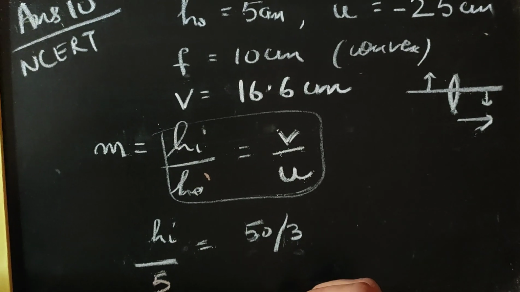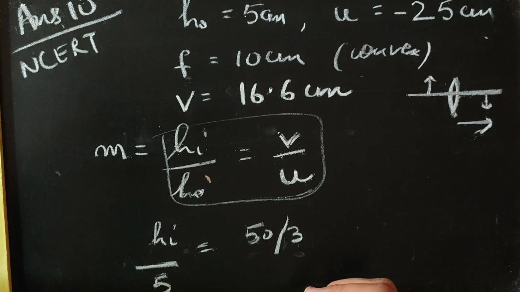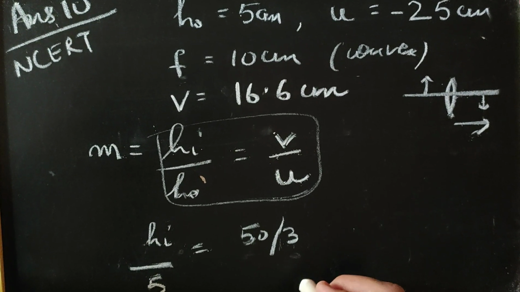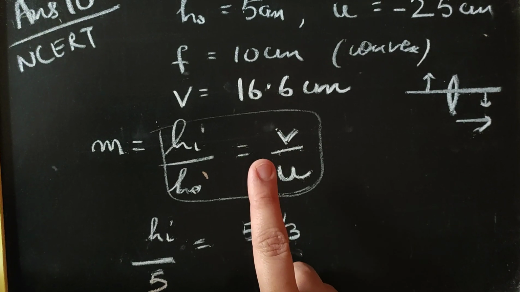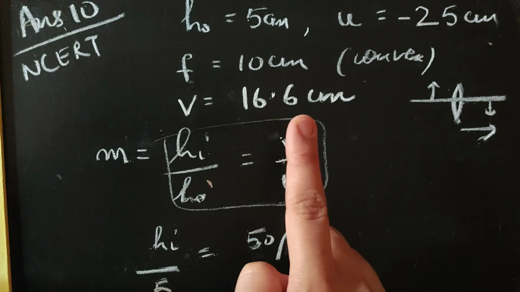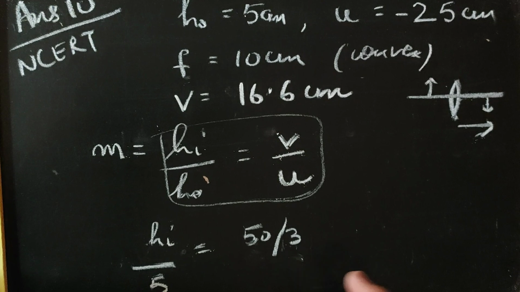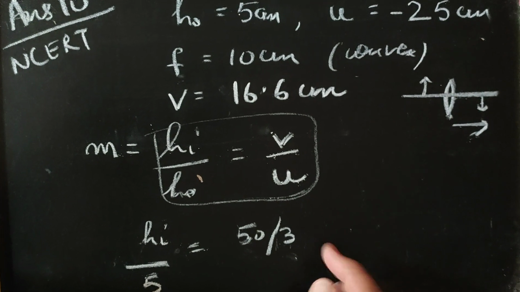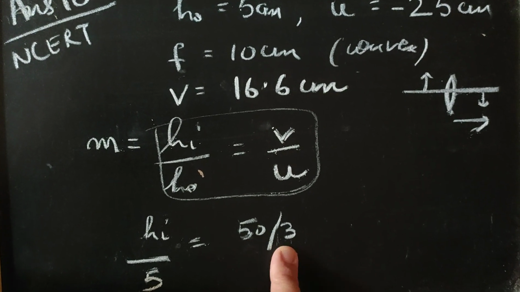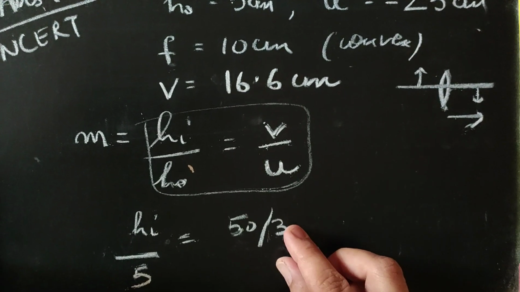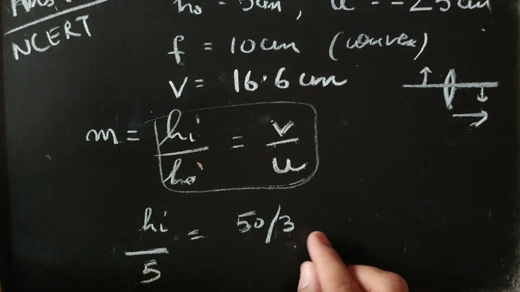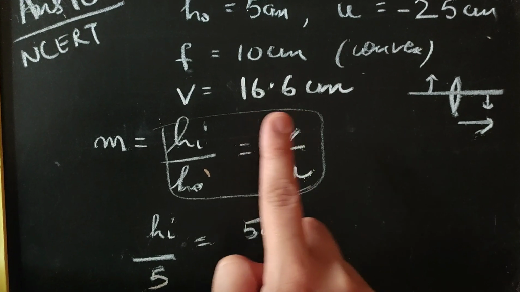Carrying on the calculation with decimals becomes tricky at times. So to keep things simple, I am using 50 by 3 as the value for V. I could have easily put 16.6 also. The answer will be slightly different. If I use V as 50 by 3 or if I use V as 16.6, I would get a slight change in the final answer because it is a non-terminating decimal.